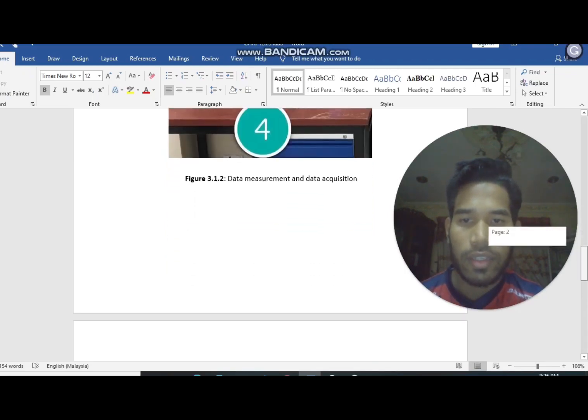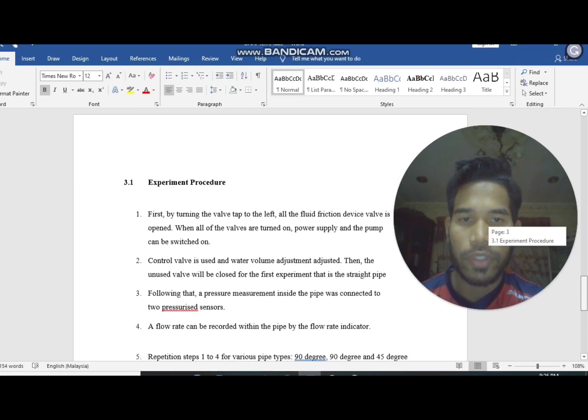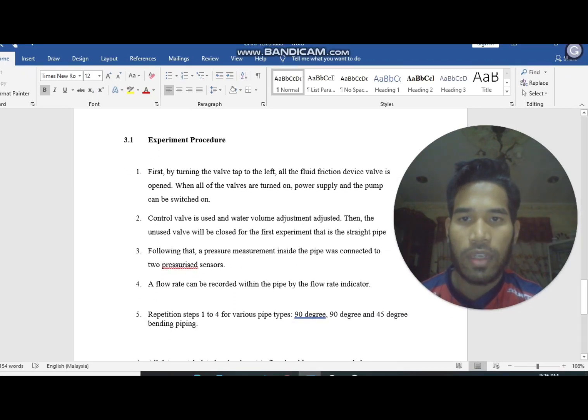And then 3.2, experiment procedure. First, by turning the valve tap to the left, the fluid friction device valve is open. When all of the valves are turned on, the power supply and the pump can be switched on. Second, the control valve is used and the water valve adjusted. Then the unused valves will be closed for the first experiment, that is the straight pipe.